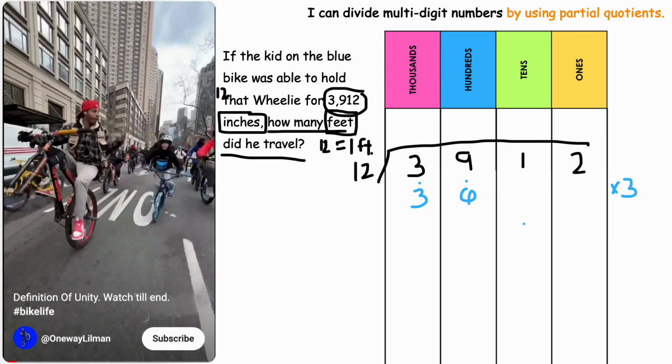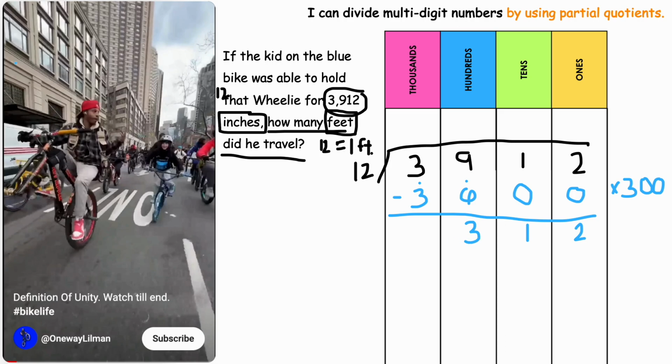I still have 2 spots with my place value here, so I'm going to add a 0 in the tens and a 0 in the ones, and I'm going to add those 2 zeros over here to my group of 3 to make groups of 300. So I took 300 groups of 12 away from our dividend 3,912. So I'm going to go ahead and subtract. 2 minus 0 leaves me 2, 1, and 39 minus 36 is going to be 3. So I have 312 left in my dividend.